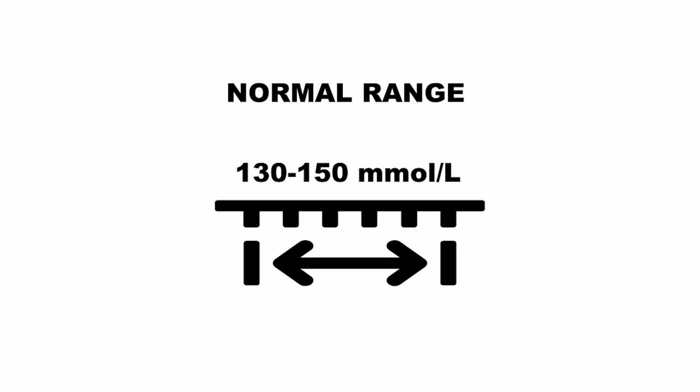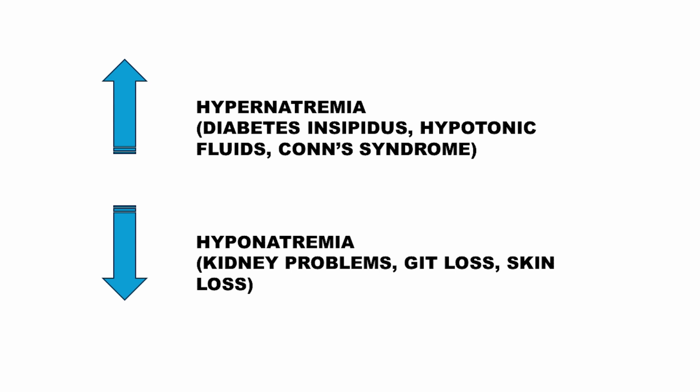The normal range of sodium is 130 to 150 millimole per liter. The results can be interpreted as follows: hypernatremia or hyponatremia. Hypernatremia is less common but serious. It almost always reflects a deficit of water.